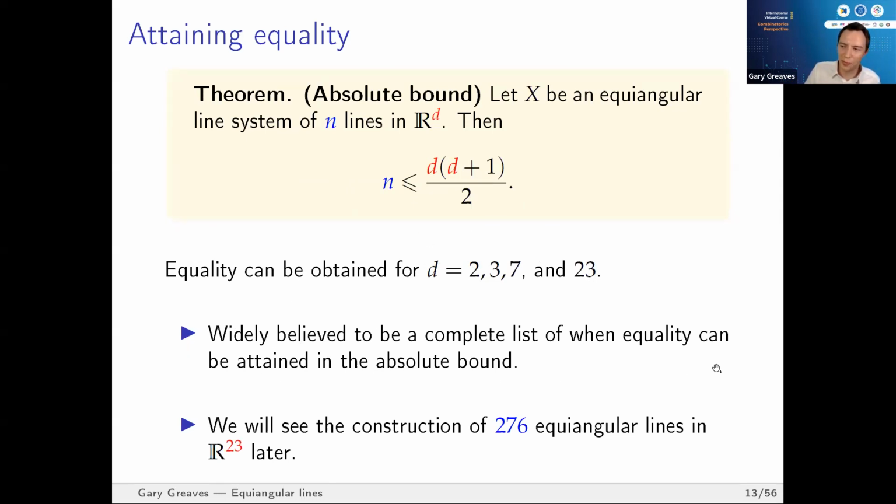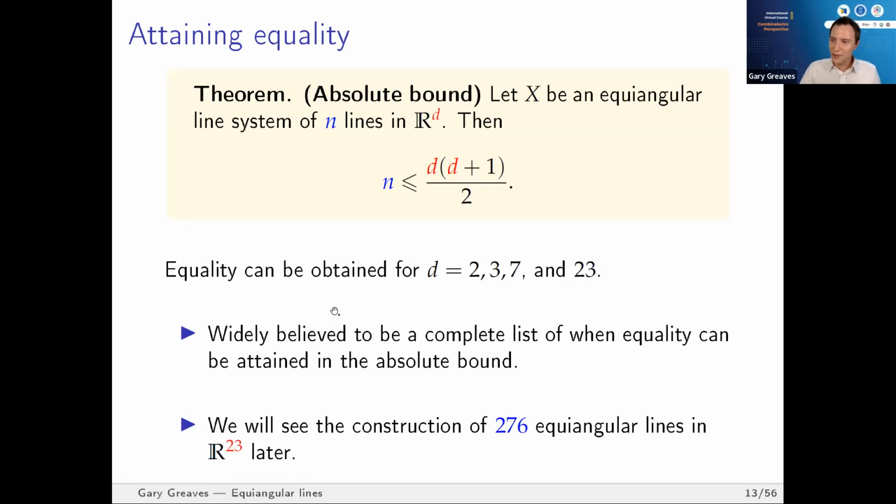It's widely believed by the community that these are the only dimensions where equality can be obtained. But still, this is open. There are some dimensions where equality has been ruled out. In fact, many have been ruled out, but there are infinitely many open. So there's a lot of room to make progress on this particular problem. And as I said, we'll see how to construct the 276 lines in dimension 23 later on.